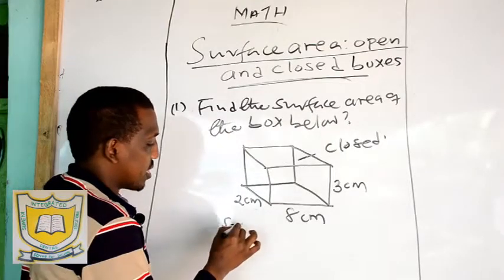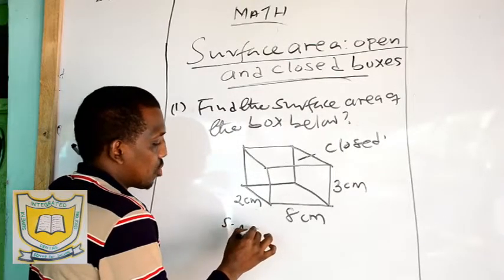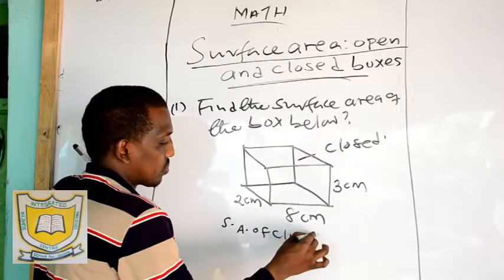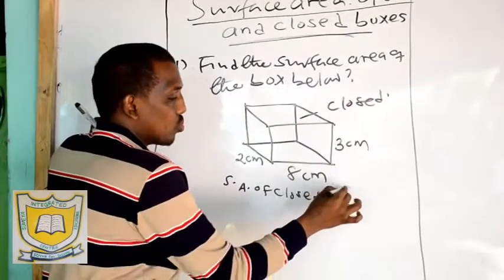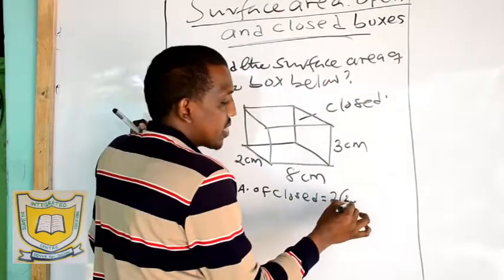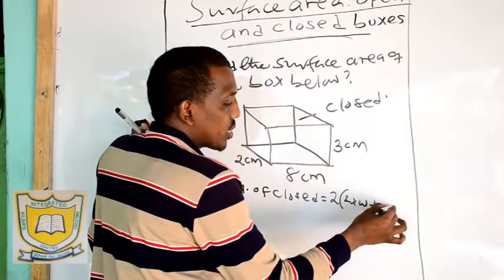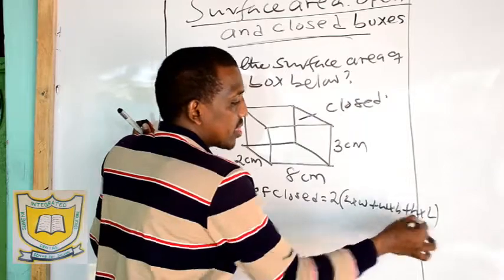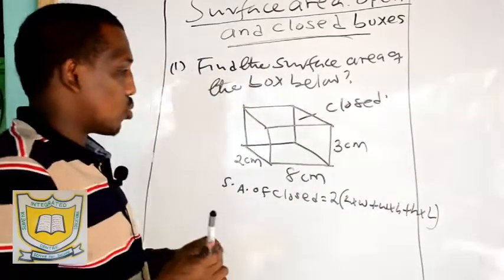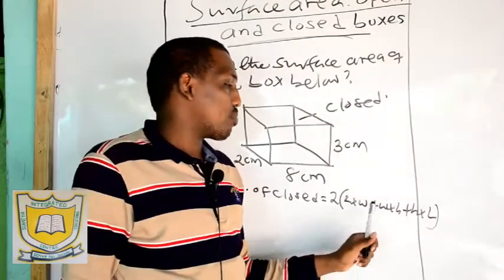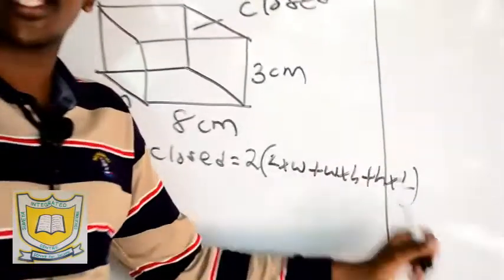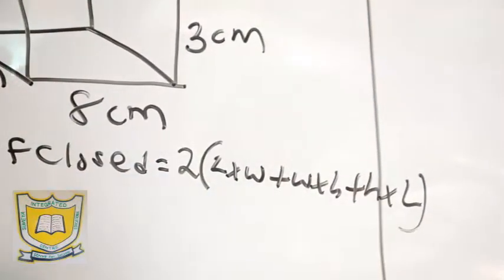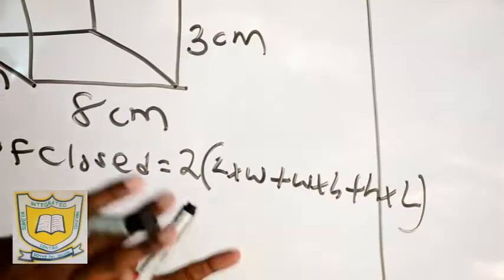The surface area of a closed box is equal to 2 into bracket length times width plus width times height plus height times length. That's the formula for getting the closed surface area of a cuboid.